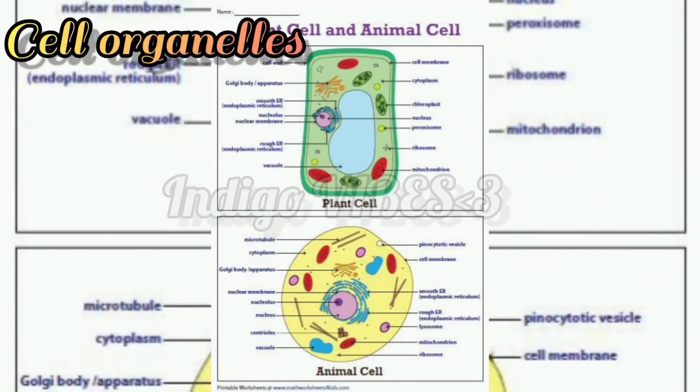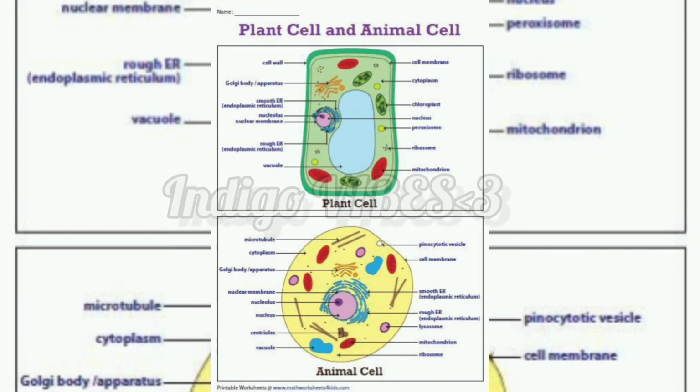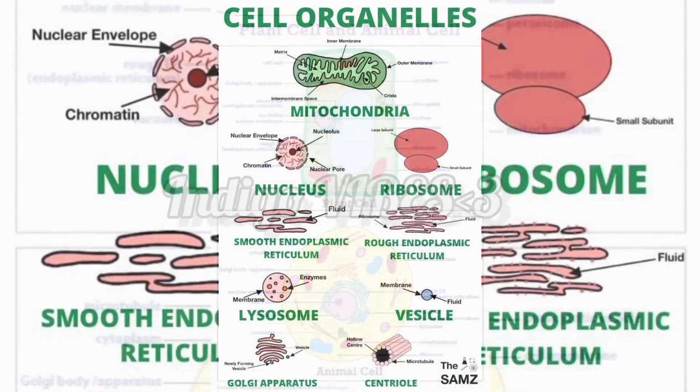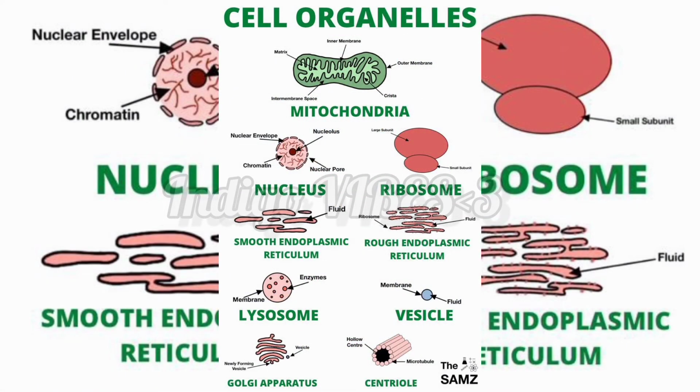Cell organelles. Eukaryotic cells contain various membrane-bound organelles that carry out various functions in the cell. Example, nucleus, endoplasmic reticulum, Golgi apparatus, lysosomes, etc.